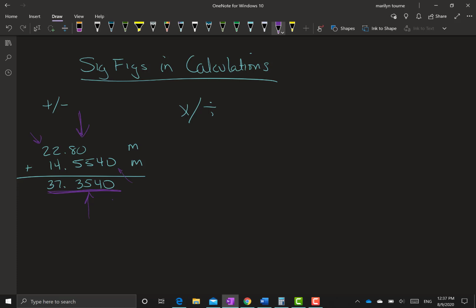So the final answer that you should report, and of course you have to follow rounding rules, but the final answer would be 37.35 meters. Of course, you always have to have a unit, remember that.